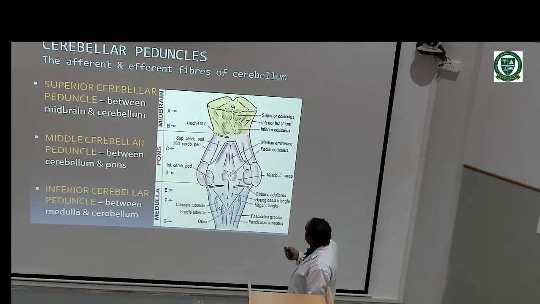Okay. Superior cerebellar peduncle connects the cerebellum with the midbrain. And middle cerebellar peduncle connects the cerebellum with the pons. And inferior cerebellar peduncle connects the medulla with the cerebellum. So this is the medulla oblongata and the cerebellum, it is connecting.